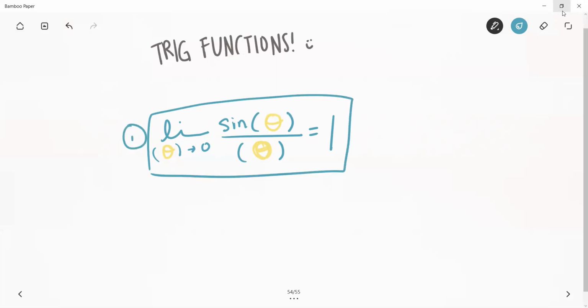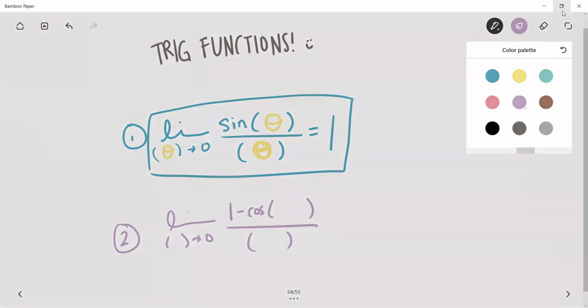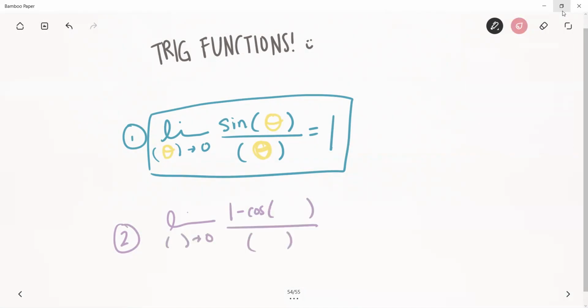So that's one limit. The second limit that's going to come in handy is the limit of 1 minus cosine of stuff over stuff as that stuff goes to 0. Again, copy and paste. So if you got anything inside this cosine, then it's going to be copy and pasted here and copy and pasted there. Okay, it doesn't matter what it is. They're just all of those three pieces need to look identical. And if you have that, then this limit is equal to 0.